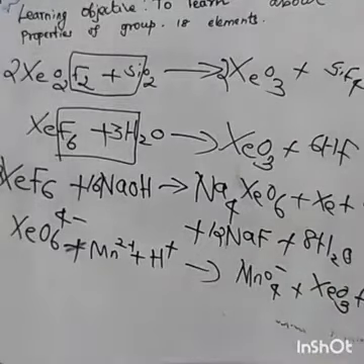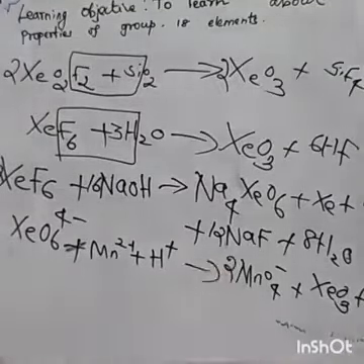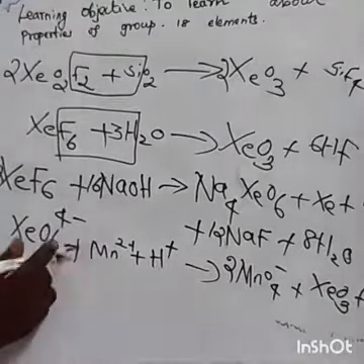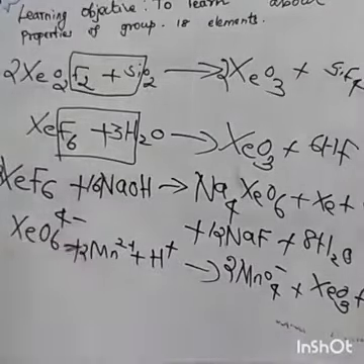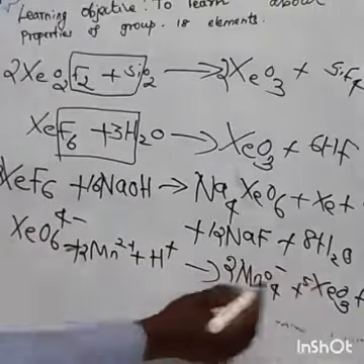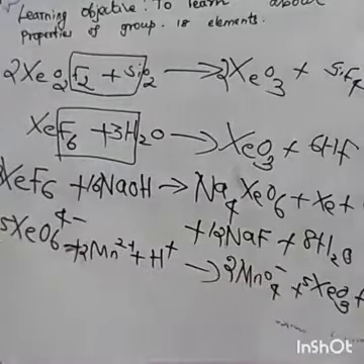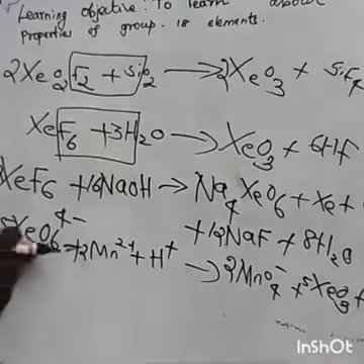So how can we balance the equation? The balanced equation is also very important. Here we should make 2, so we are also getting 2 MnO4 minus. And here the easiest way is to make it 5. Here also we make it 5, xenon 5, xenon 5. Then count the oxygen. How much oxygen is here?